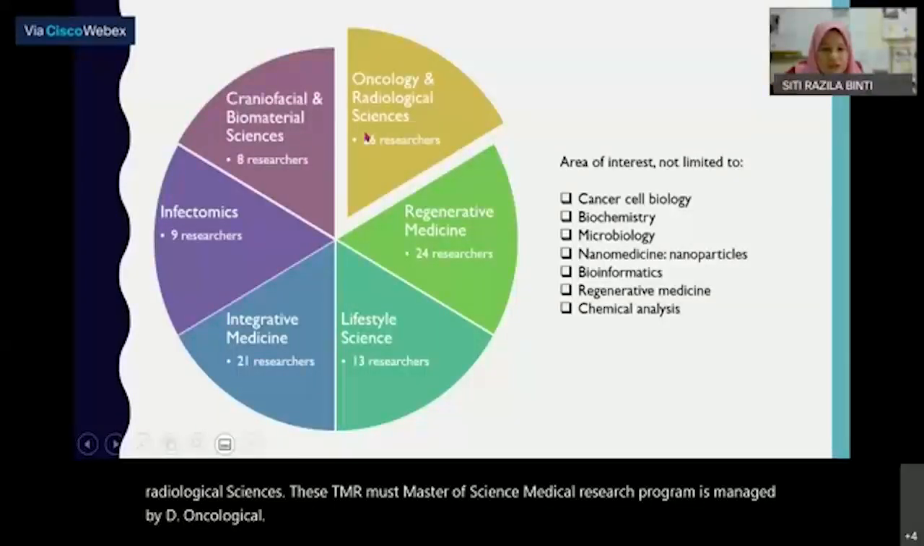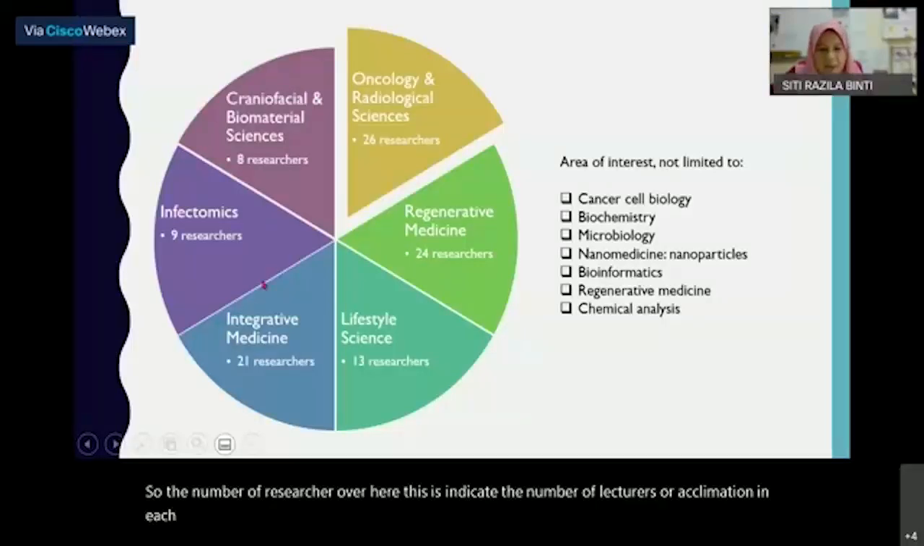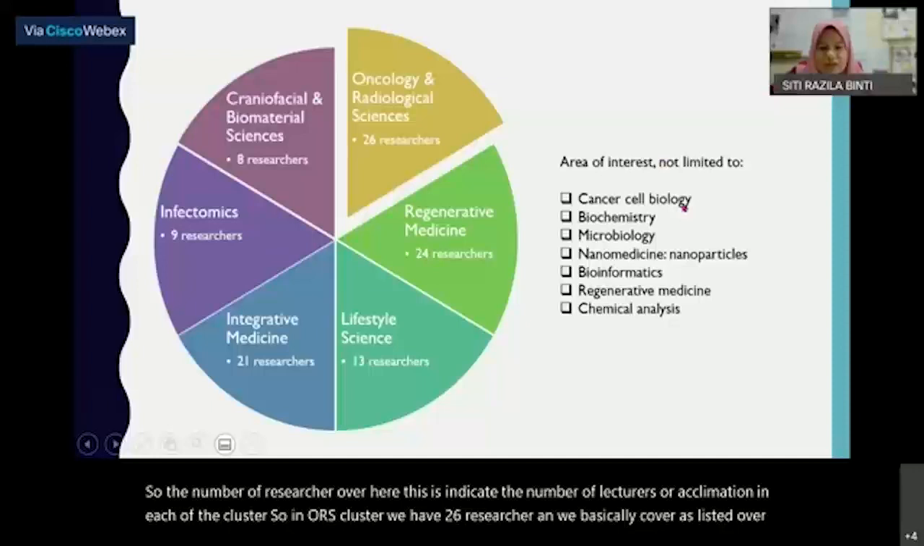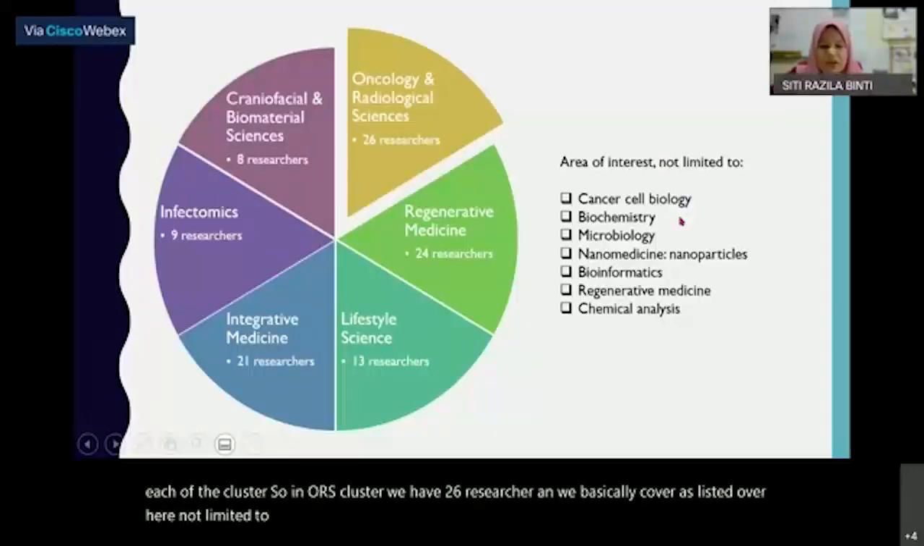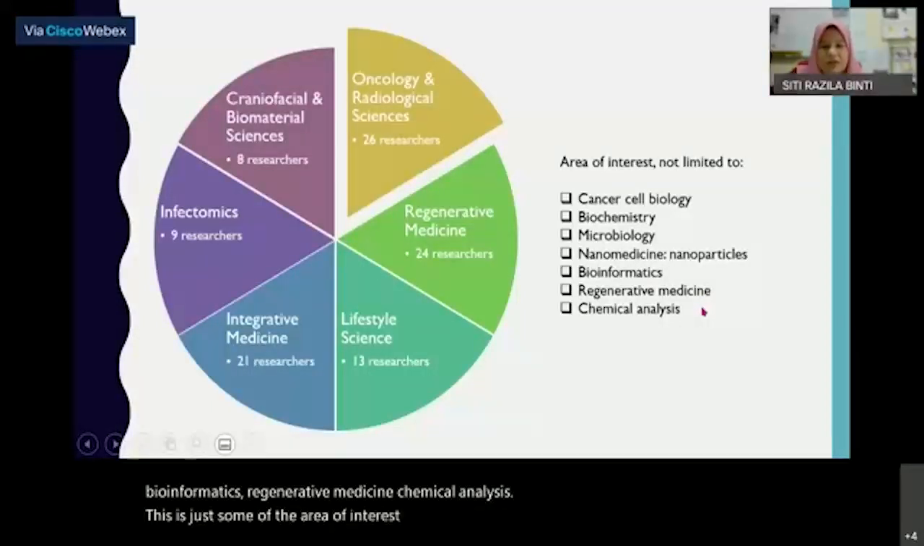The number of researchers here indicates the number of lecturers or academicians in each cluster. In the ORS cluster, we have 26 researchers. We cover, as listed here, not limited to cancer cell biology, biochemistry, microbiology, nanomedicine, bioinformatics, regenerative medicine and chemical analysis. These are just some examples of research areas in IPPT.